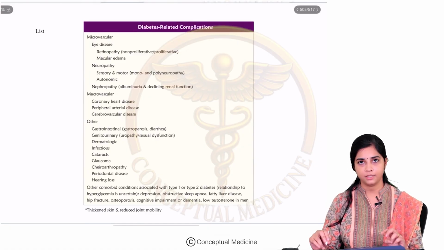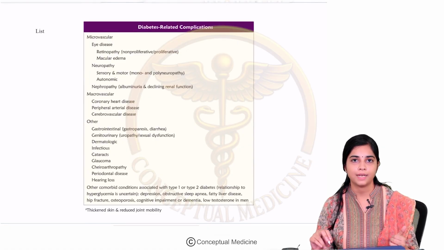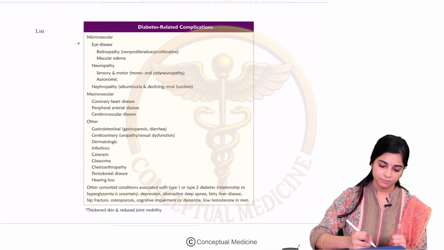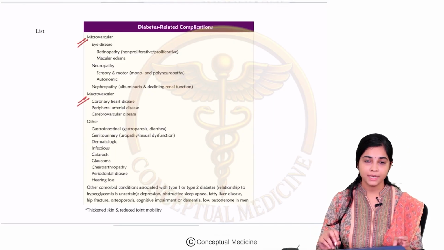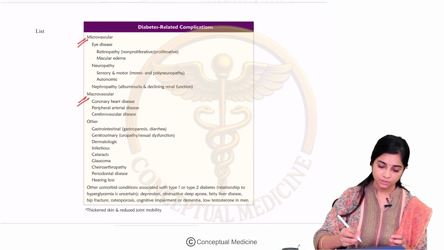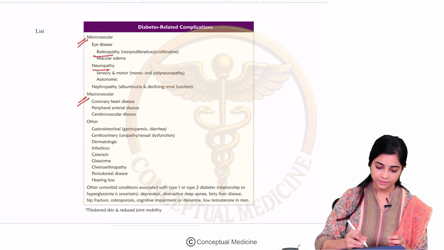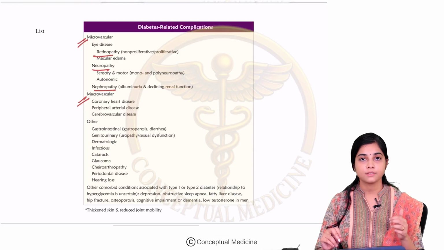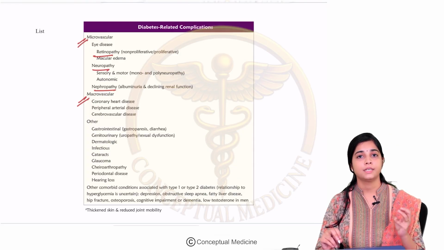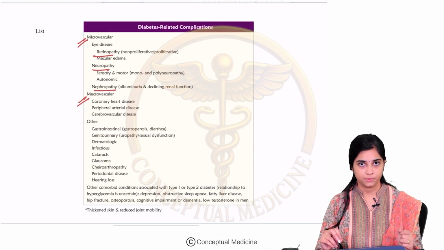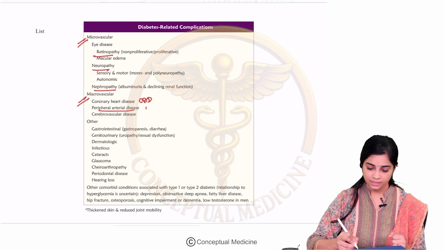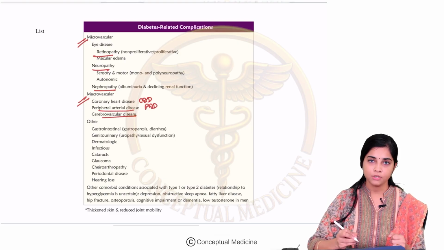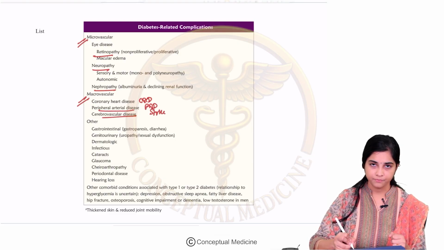The other complications, this list we have seen before as well. So this is your microvascular and macrovascular complications. Your microvascular complications include retinopathy, neuropathy, nephropathy. The macrovascular complications are coronary arterial disease, peripheral arterial disease and cerebrovascular disease or stroke.